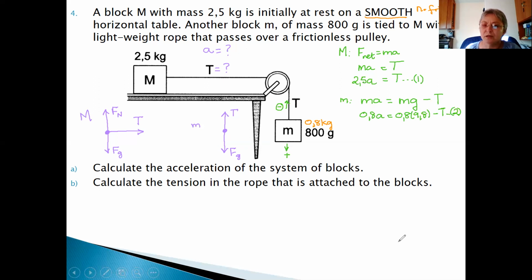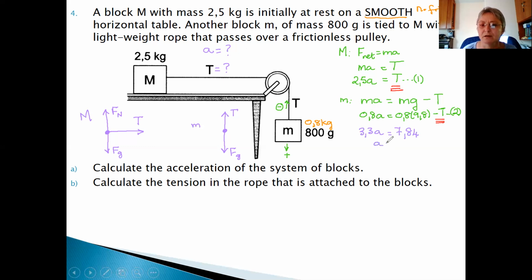I take note that T is positive here in first equation and T is negative there in the second equation. So if I add equation 1 and equation 2, I should get the T's cancelling each other. So 2.5 plus 0.8A, that is 3.3A, equals 0.8 times 9.8 is 7.84.